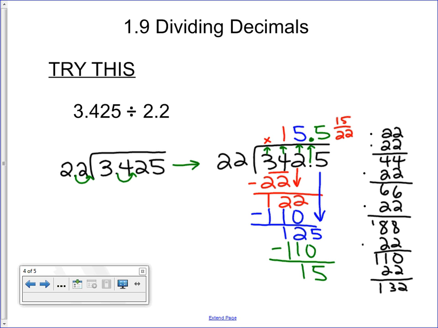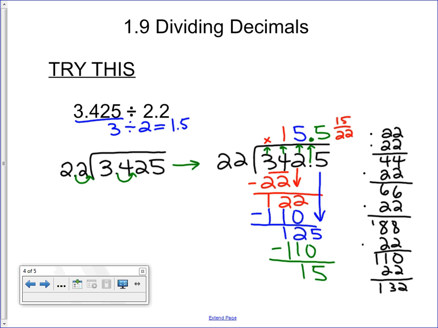Now, if we were to estimate this, I would look and say, if I estimate 3.425 and make that 3, and divide by 2.2 and make that 2, on your calculator, if you divide 3 by 2, you get 1.5. My answer seems to be really, really far off.